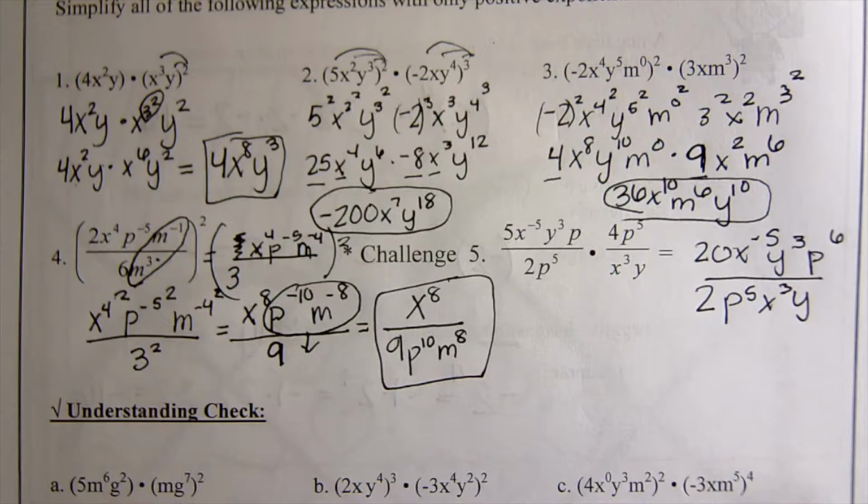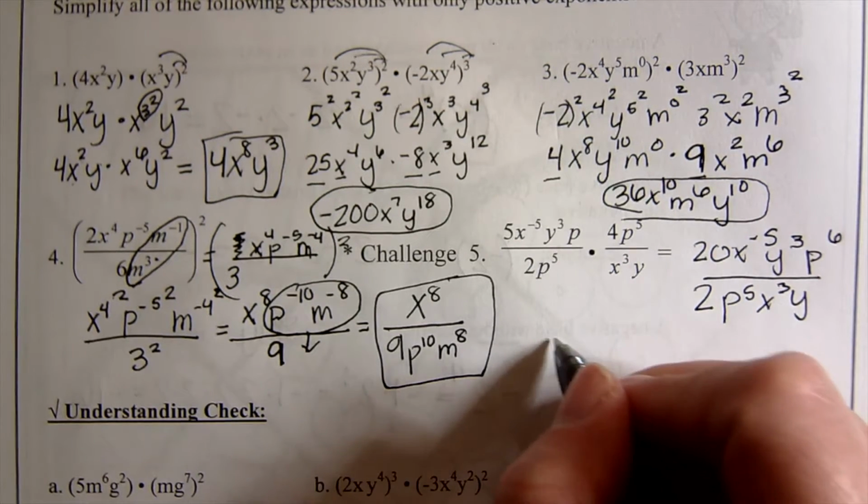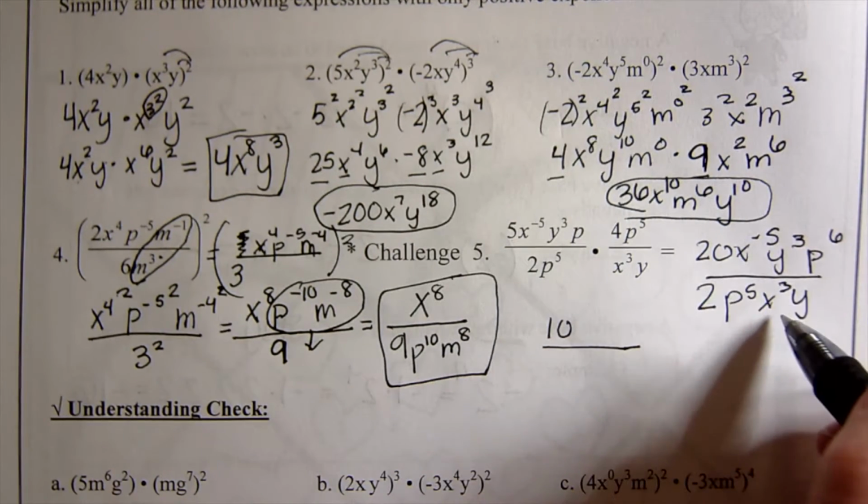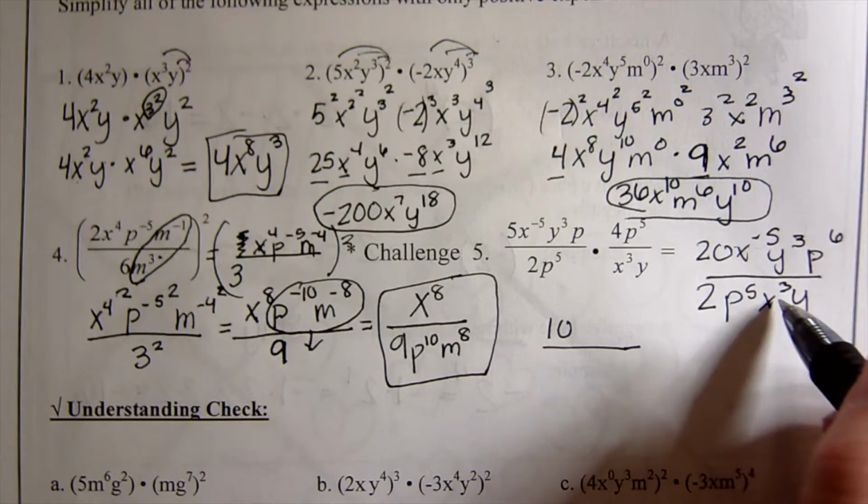Now you can simplify by division. So 20 over 10 reduces to 10. X to the negative 5th over x cubed. So we're subtracting negative 5 minus 3.